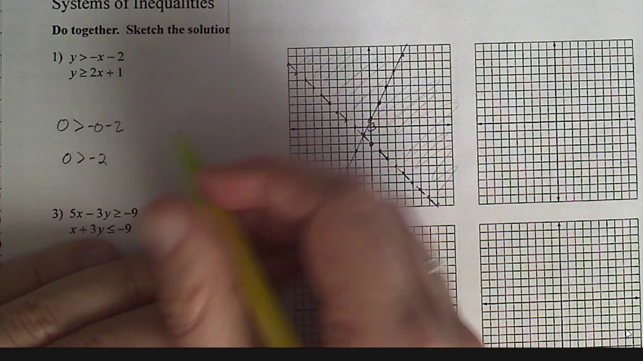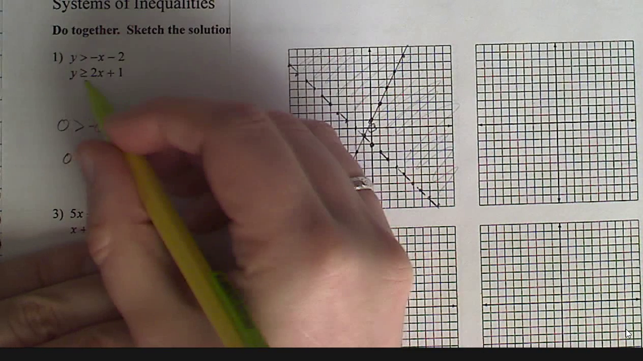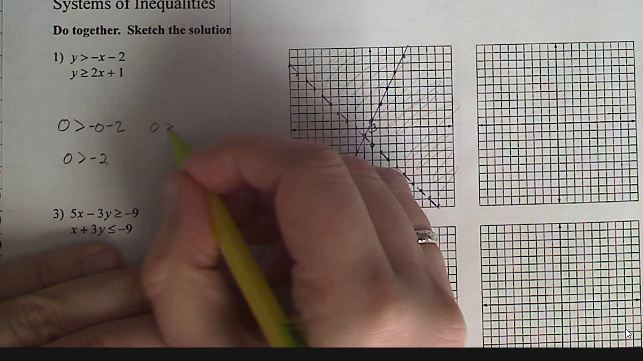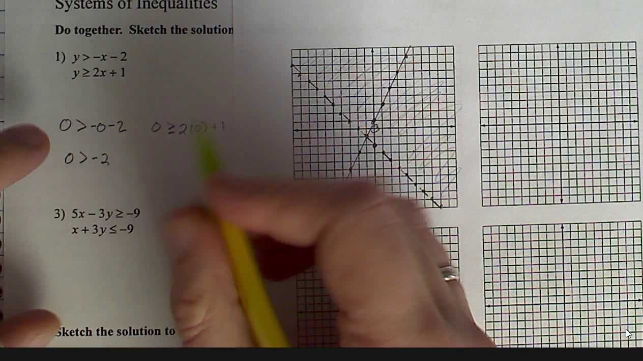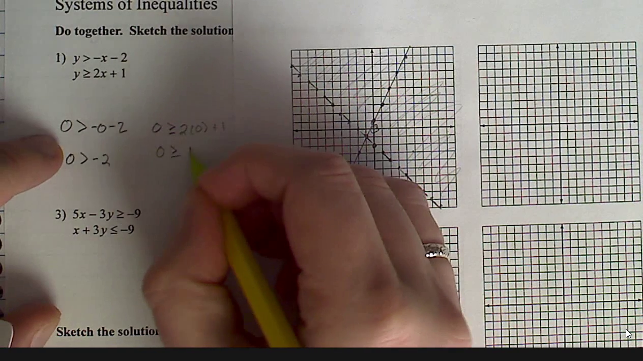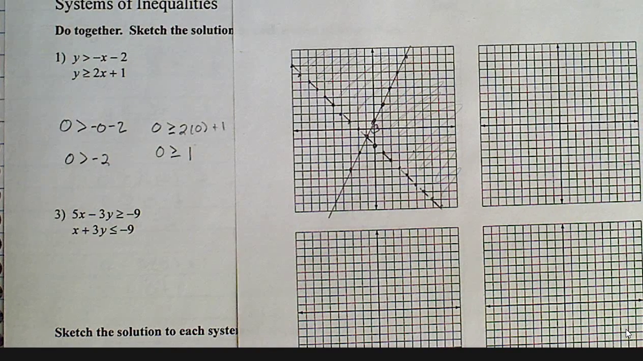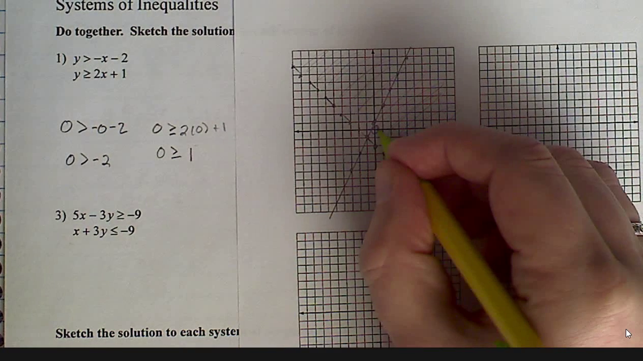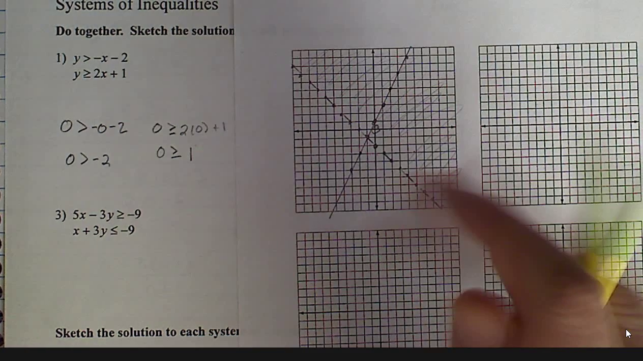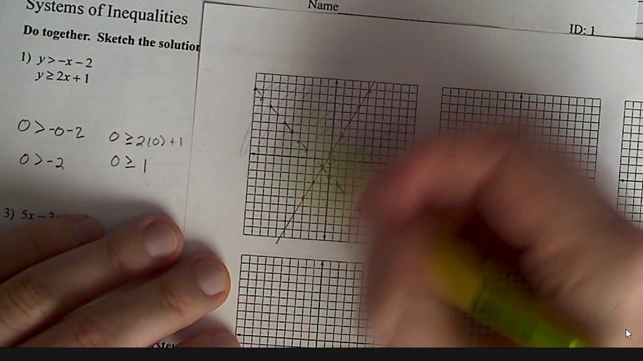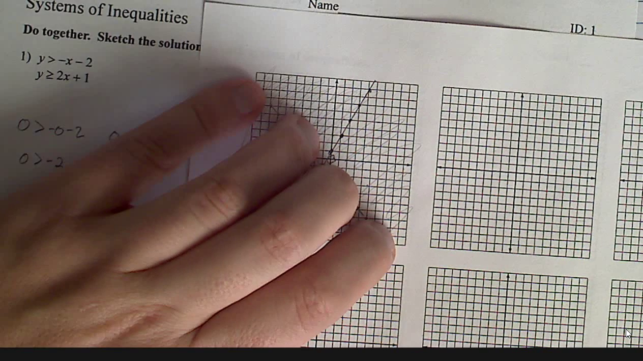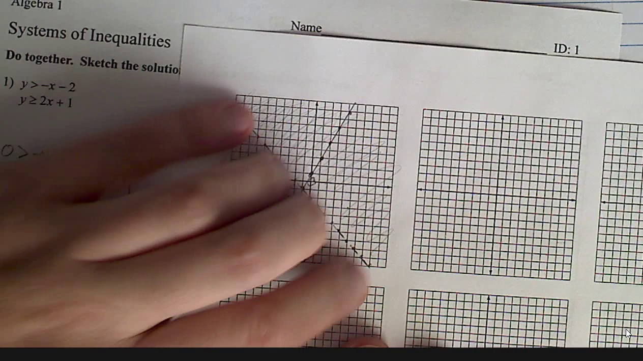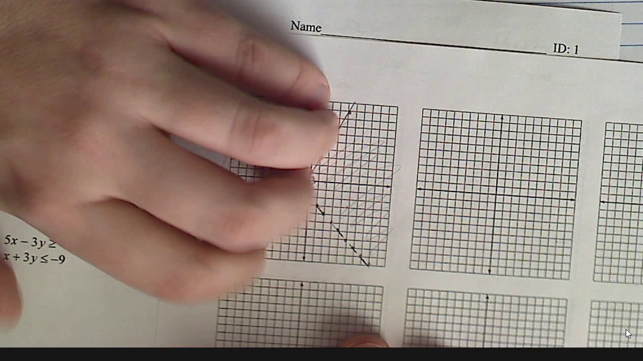Yeah, that's fine. So if I use this line, I'm going to do 0 greater than or equal to 2 times 0 plus 1. The only reason we use 0, 0 is because it's easy to use in equations. So this is 0 greater than or equal to 1. Is that true or is that false? False. So I'm not going to shade where 0, 0 is. I'm going to shade on the other side for this one, which means shading up here. And again, very lightly. Now for this line, I'm shading in this direction. And for this line, I'm shading in this direction.